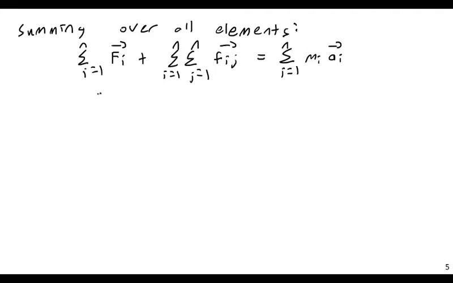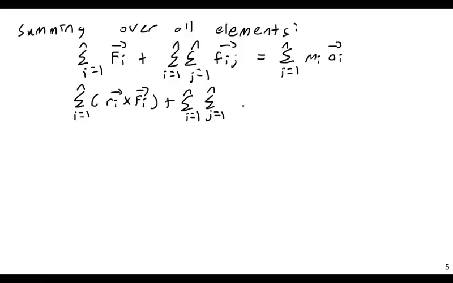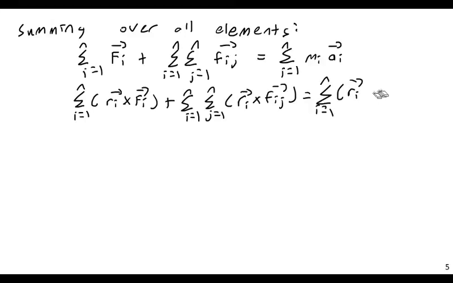And we can also look at this in terms of moments. So, if I look at this in terms of moments, the summation from i equals 1 to n of ri cross Fi, plus the moments generated by any internal forces, the summation from i equals 1 to n of the summation of j from 1 to n of ri crossed into Fij, is equal to the summation from i equals 1 to n of the moments generated by all of the effective forces on each particle, ri crossed into mi ai.